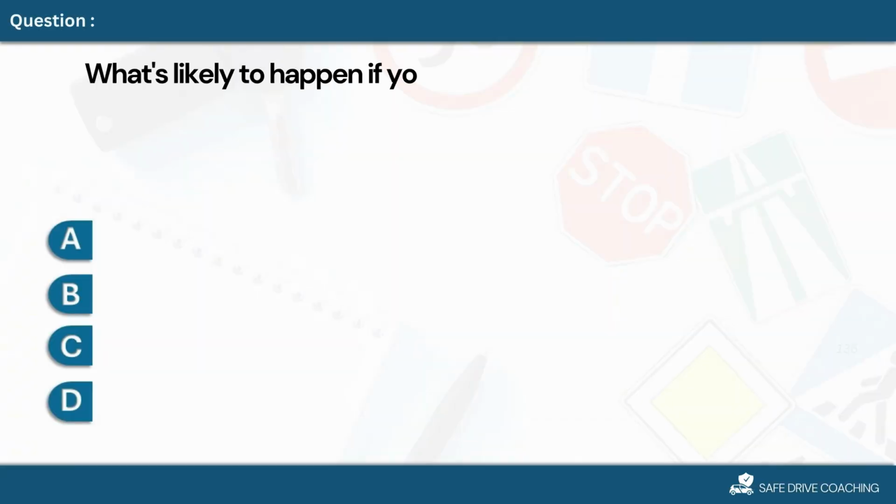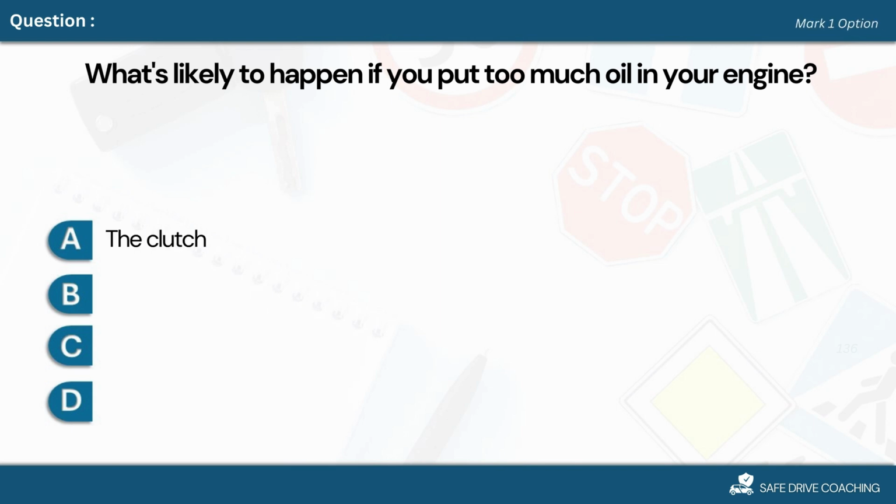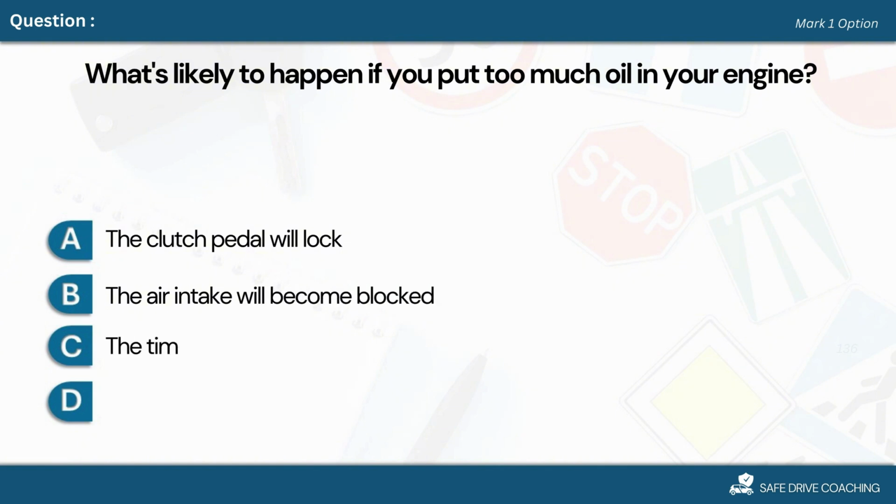What's likely to happen if you put too much oil in your engine? A. The clutch pedal will lock. B. The air intake will become blocked. C. The timing belt will slip. D. The oil seals will leak.